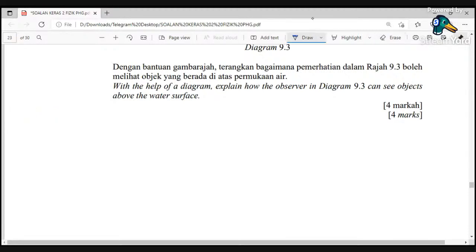Okay, so kita boleh lukiskan. We can draw the periscope. Okay. So ini adalah dia punya input dia. Maksudnya di sini kita akan lihat objek. And then this side will be the observer's eye. Okay, mata akan tengok di sini.